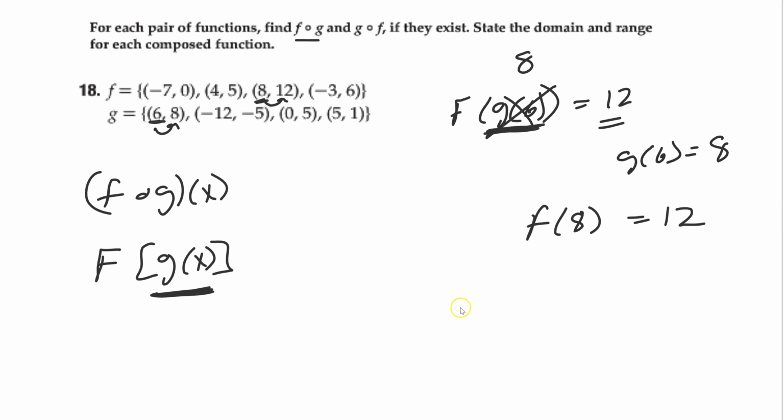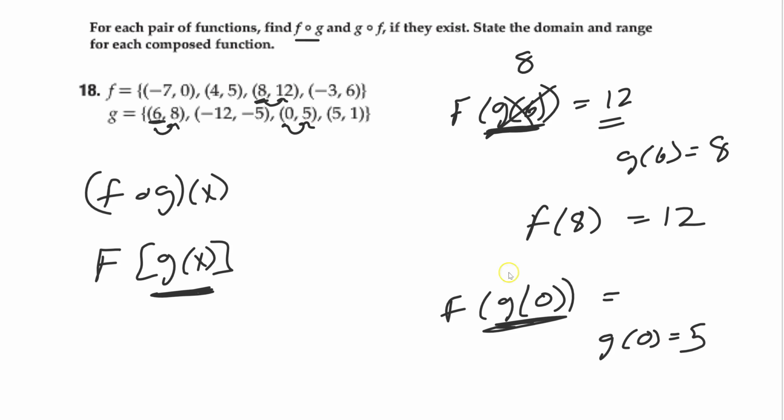Let's do another one. Let's do f of g of 0. Alright, so again, we start with the middle one. What is g of 0? g of 0 gives you 5. So that means this part's gone. That's just a 5 now. So all I'm asking is f of 5. f doesn't have a 5. So if they exist, this one does not exist. So you can't do f of g of 0. It does not exist.